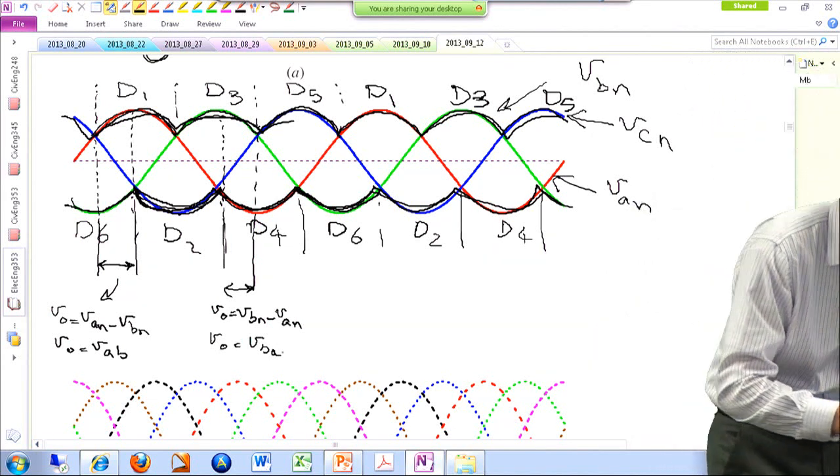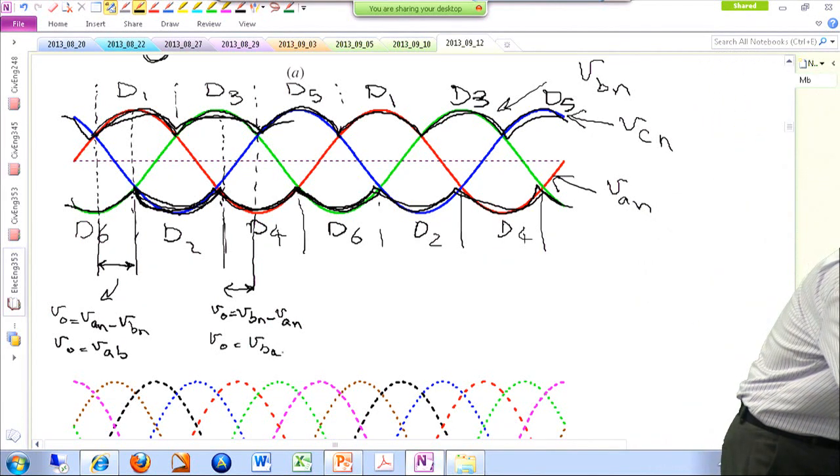Now let's take another one. Hopefully this is not going to be very similar to what we just did. Let's consider this time interval.